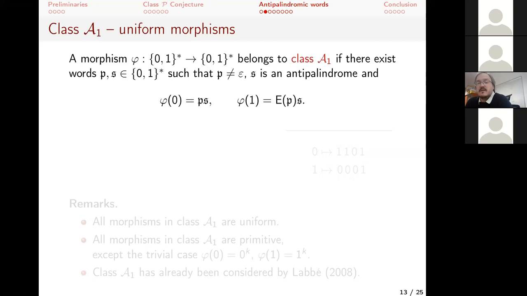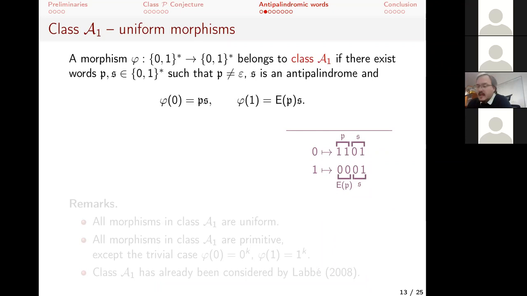Just a small reminder, we only deal with binary alphabets, and I will only consider the alphabet {0, 1}. So as an example, the following morphism does belong to our class A1. In this, 0 is sent to 1101, and 1 is sent to 0001. In this case, P is 11, the antipalindrome S is 01, and E of P is 00.